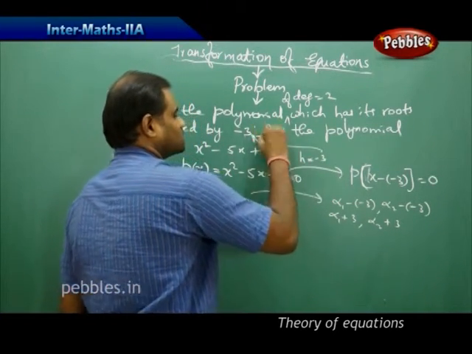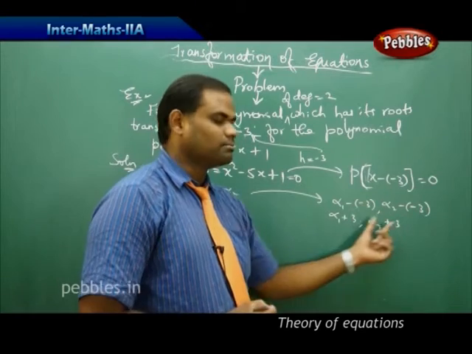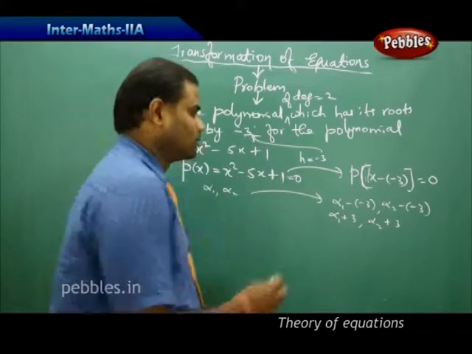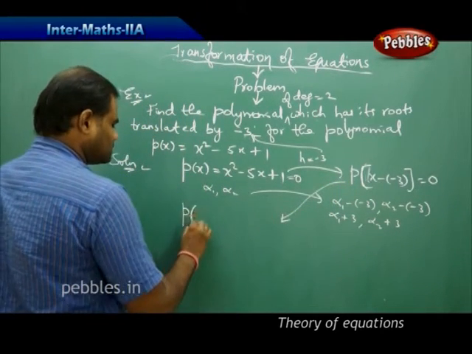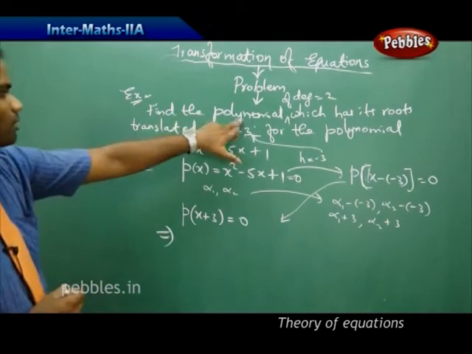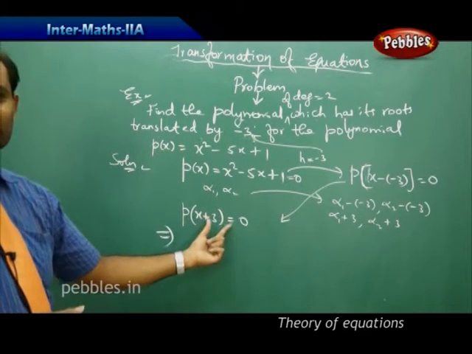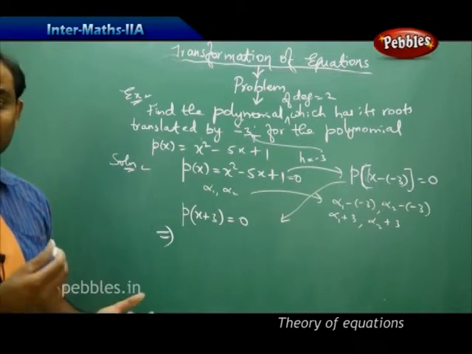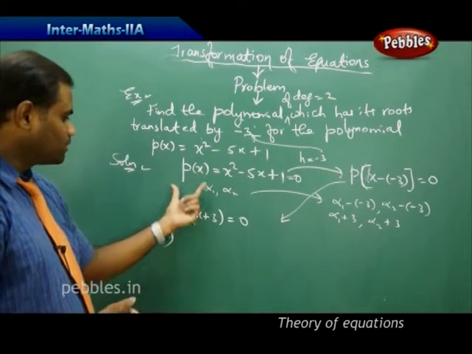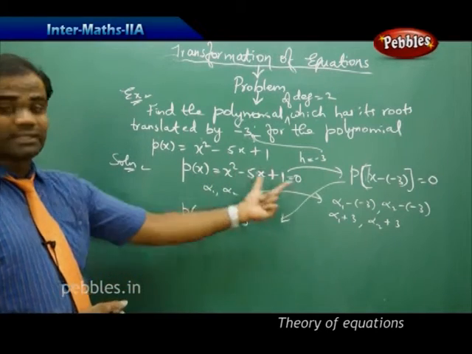The translation is -3. So p of x minus h, because each of the roots is translated with -3, so I get x minus of -3 equal to 0. Therefore, on simplification this gives p of x plus 3 equal to 0. And therefore, the polynomial which has its roots translated by -3 units for this polynomial is nothing but obtained when I replace x with x plus 3. This is how I understand the connection between the roots translated by -3 units and their equation also obtained through the translation as p of x plus 3 equal to 0 for p of x equal to 0.